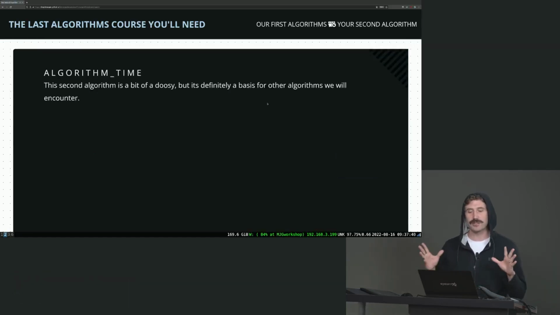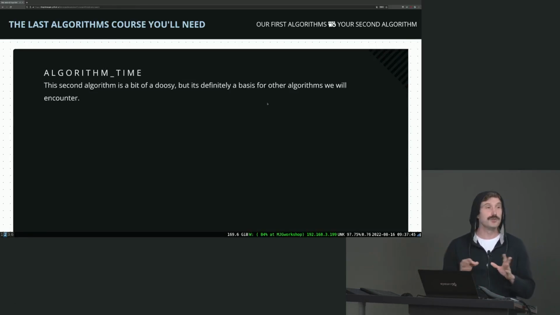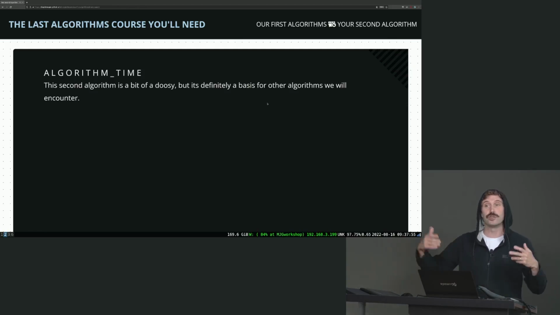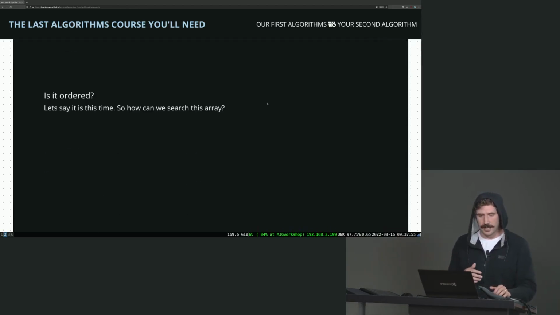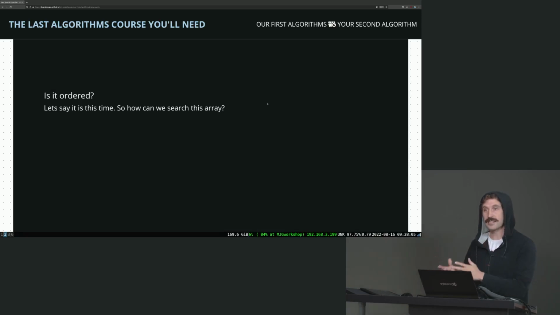All right, so algorithm time. We're going to go to our second algorithm. This one is a doozy, if you will. This is the most classic off by one problem I think there is in the universe. And of course, this is a basis for other algorithms or how we will look at other algorithms. All right, so an important question you should always ask yourself when it comes to your data set is, is it ordered? If your data set is ordered, you have new advantages you can take with that data.